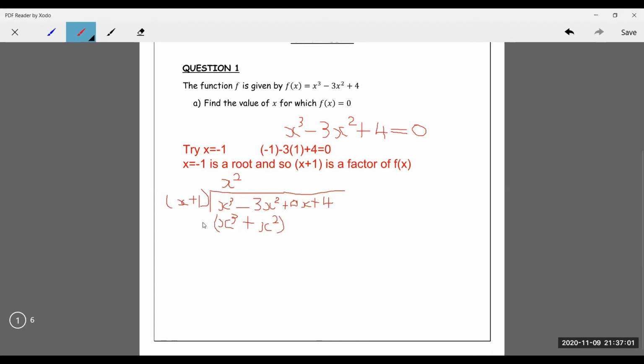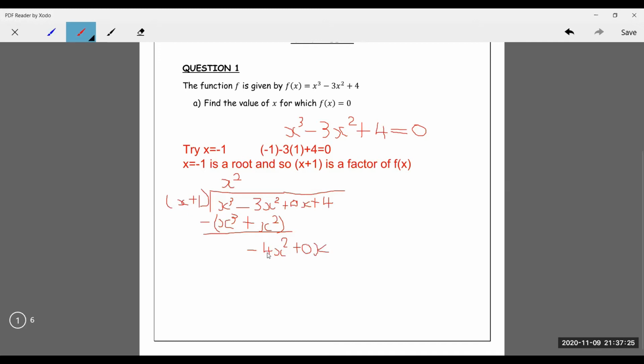So we take away now, and so we have minus 3x squared minus x squared, that is minus 4x squared. And then we're going to bring down our 0x. And then we start over the process again.